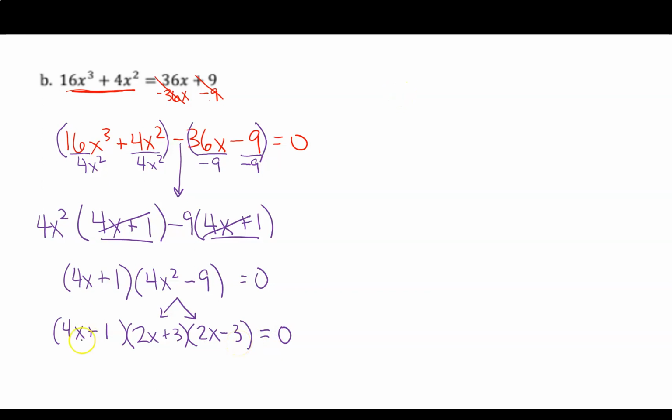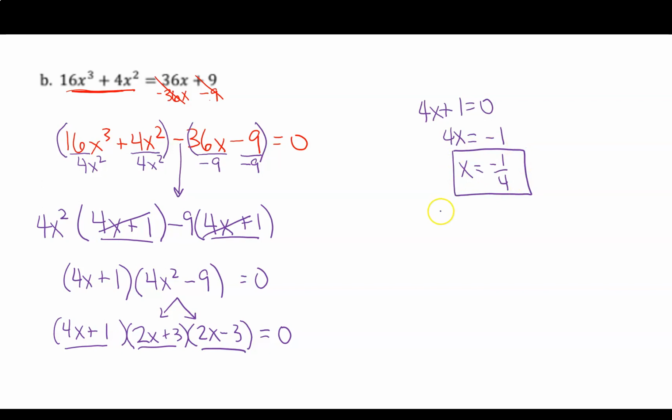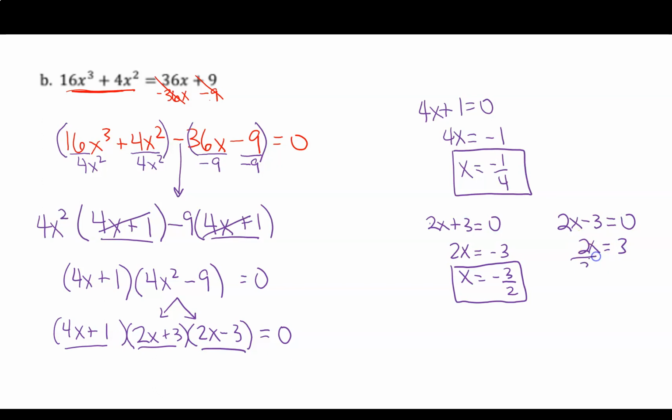So over here to the right, I'm just going to set each of these factors equal to 0. Okay, so my first one is x equals negative 1/4. I know you know how to solve these equations, so I'm doing these kind of quickly. Some of you may know patterns for these and don't even have to do what I'm doing. All right, so those are our 3 solutions.